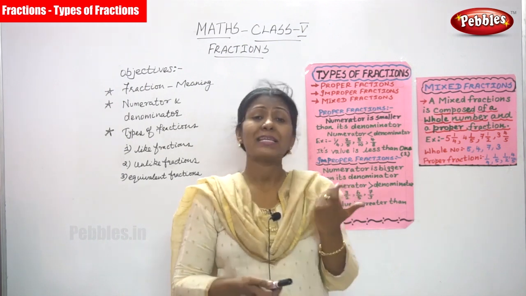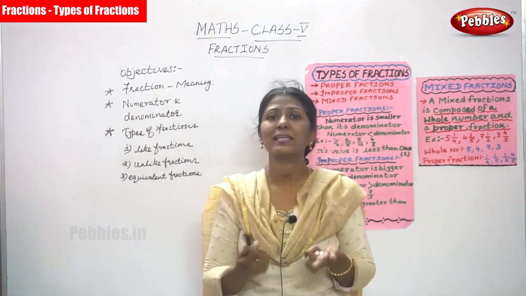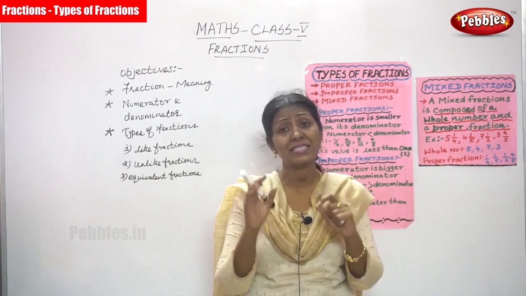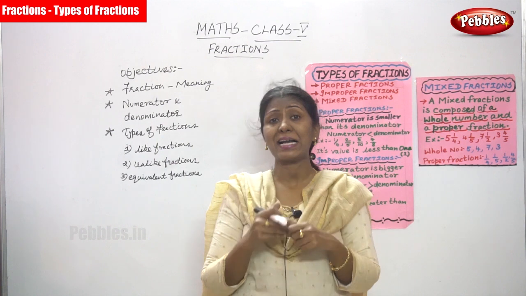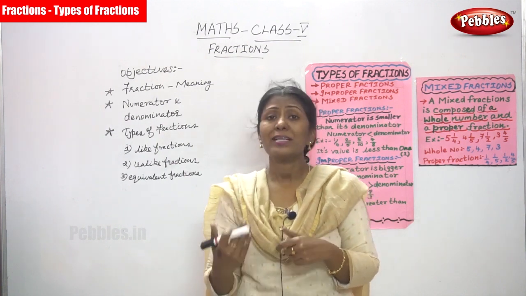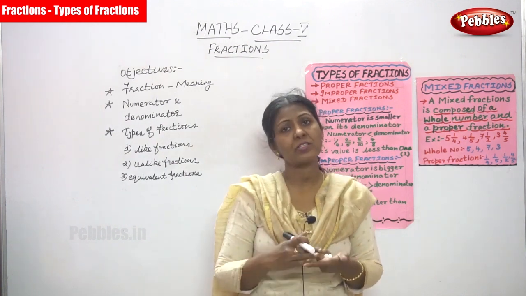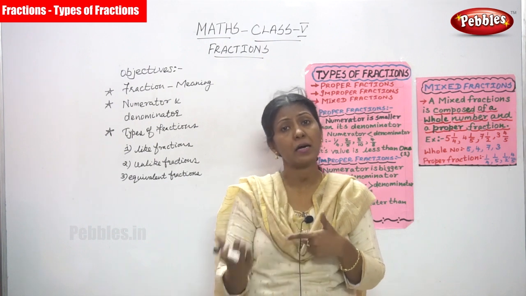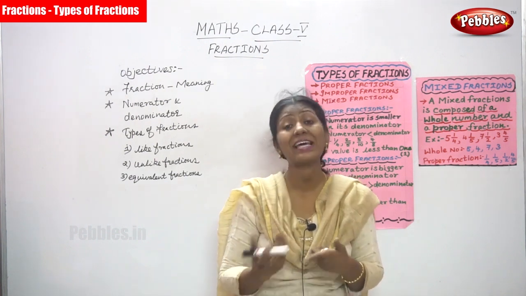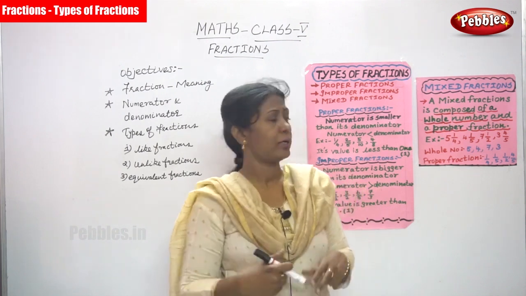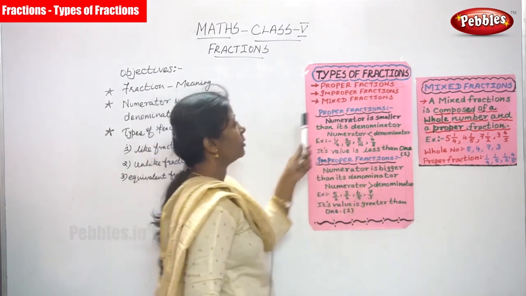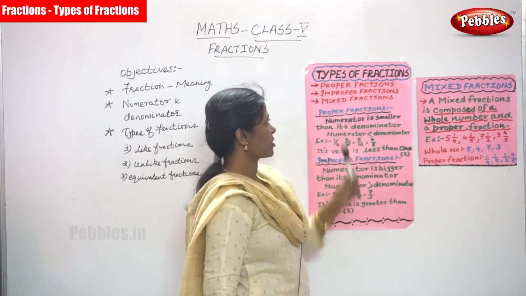And what is a like fraction? You must know what a like fraction is. If the denominator is the same, it is a like fraction. If the denominator is different, it is an unlike fraction. And what is an equivalent fraction? When a fraction is multiplied or divided by the same number, it is called an equivalent fraction. Okay, now we have to go through them one by one, starting with proper fractions.